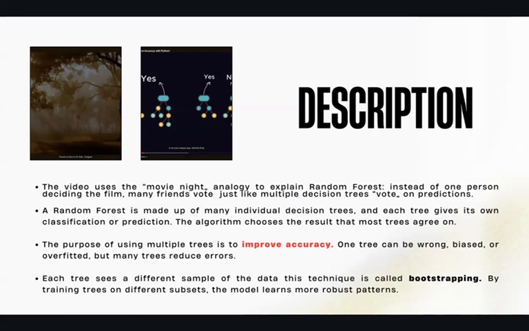One tree can be wrong, biased, or overfitted, but many trees reduce this error. The random forest, you say, is made up of many individual decision trees, and each tree gives its own classification or prediction. This helps us choose the results that most trees agree on. Each tree gets a different sample of the data. This technique is called bootstrapping. By training trees on different subsets, the model learns more robust patterns so we can get cleaner data.